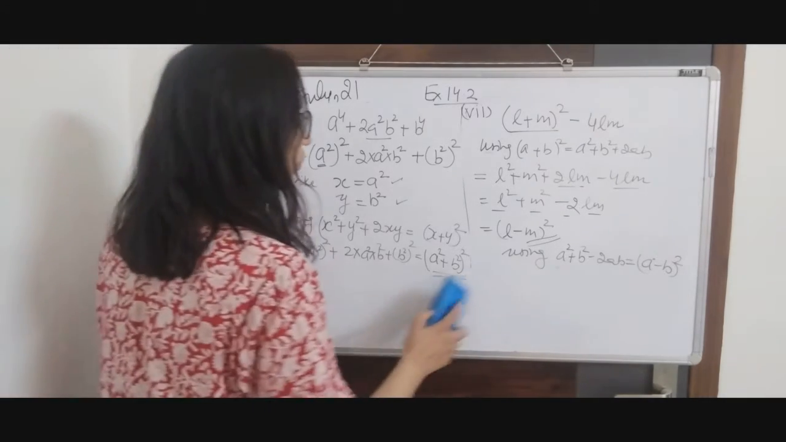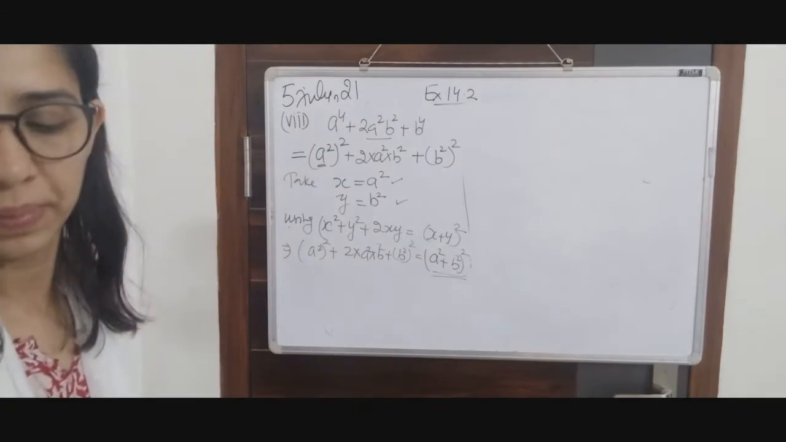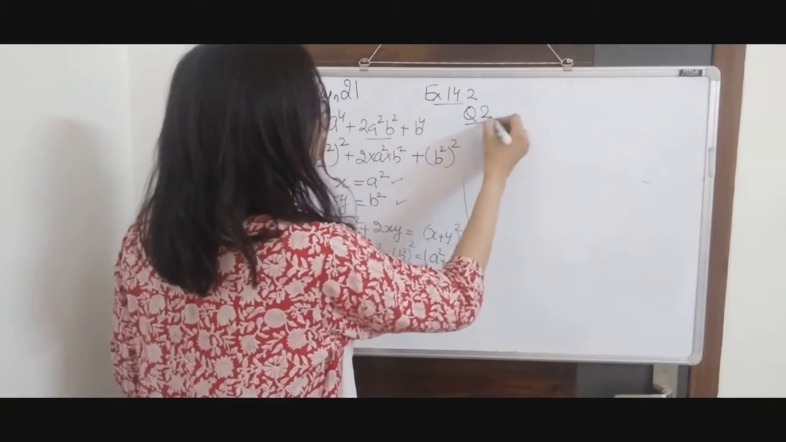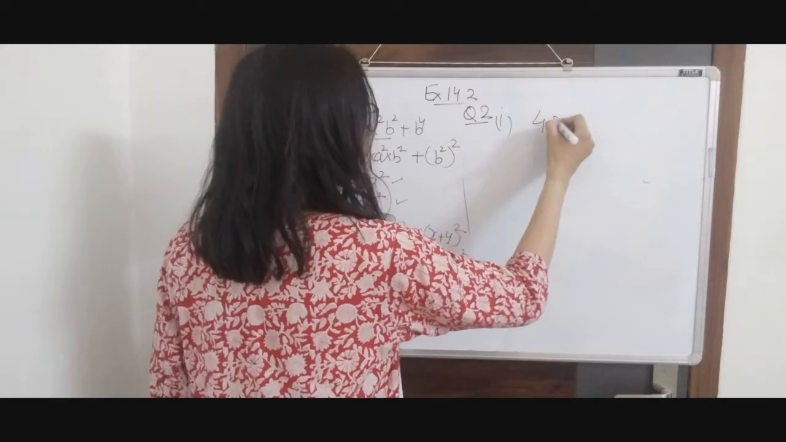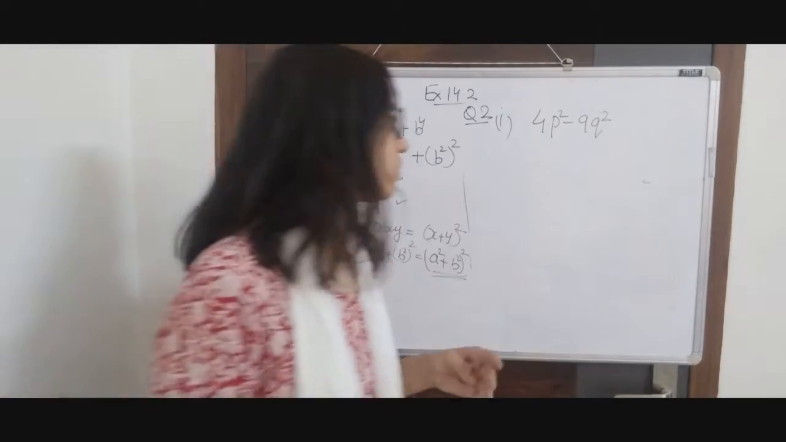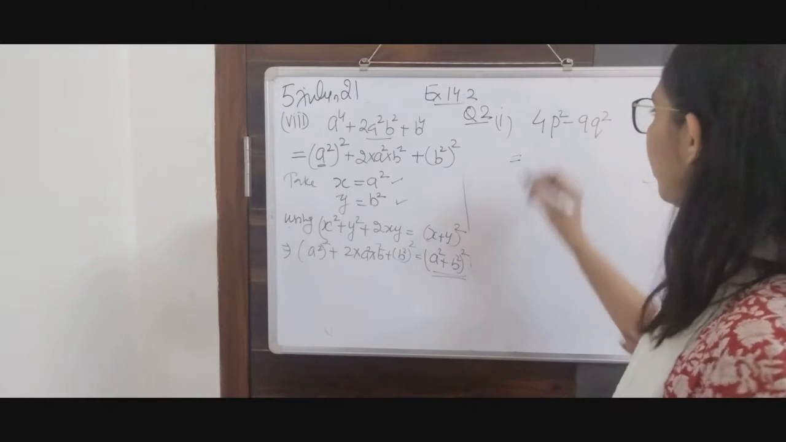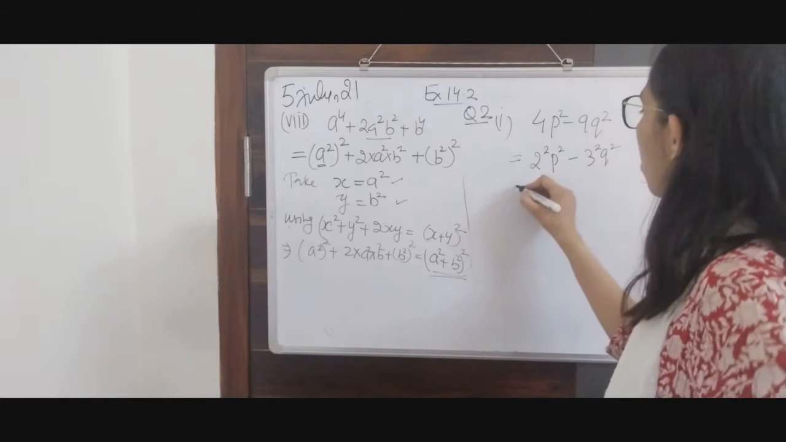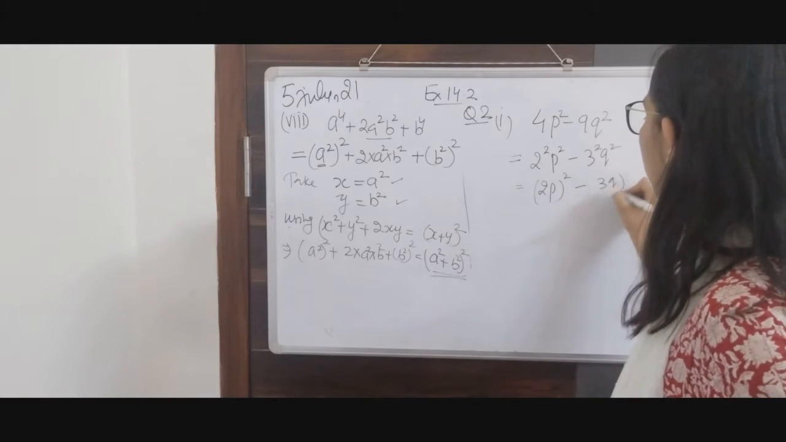In it, we are going to use the third identity. Question number 2, we have to factorize, and the first one is 4p² minus 9q². So in the identity we have a² minus b². So we will try to convert this expression in that form only. So this is, we know, (2p) ka square minus (3q) ka square, or we can write it as (2p)² minus (3q)².